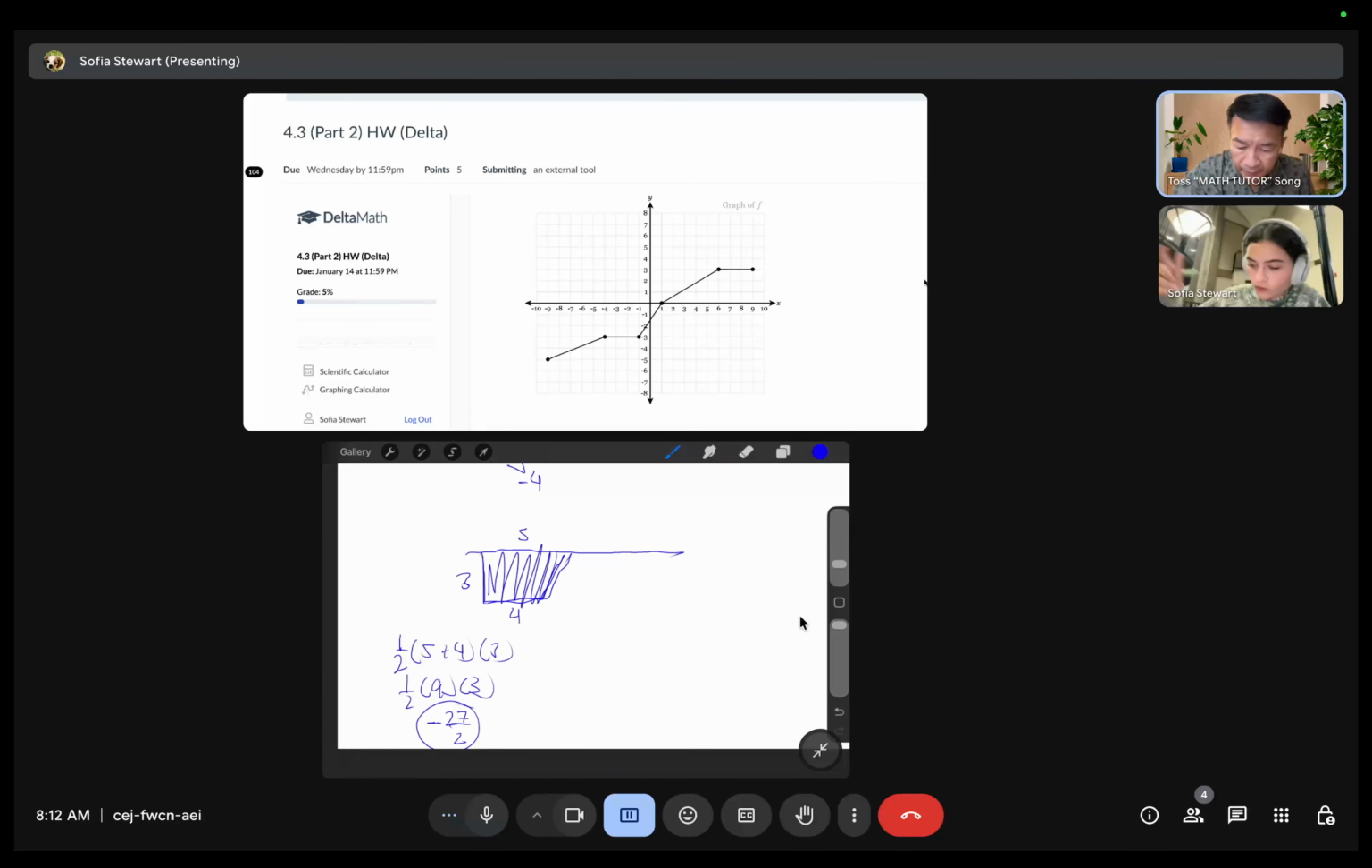It's 1, 2, 3, 4, wait, a 5. The trapezoid is 1/2. Isn't it 1/3? No, it's 1/2. Yeah, 1/2 times the sum of the two bases, base 1 plus base 2, here. And then times the height. The height is 3, perpendicular to the bases. Yeah, is that 3? Yeah, it is 3.